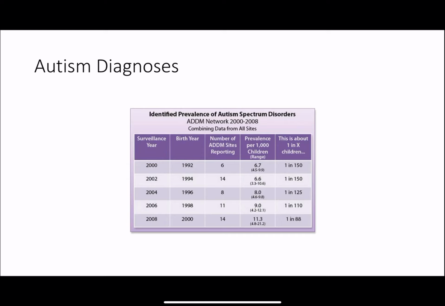You can see from this table how the rates of autism have increased. In 2000, about 1 in 150 children was being diagnosed with autism, whereas by 2008, the rate was up to 1 in 88. So we see this pretty dramatic increase, and I think a lot of this has to do with increased awareness of the disorder.